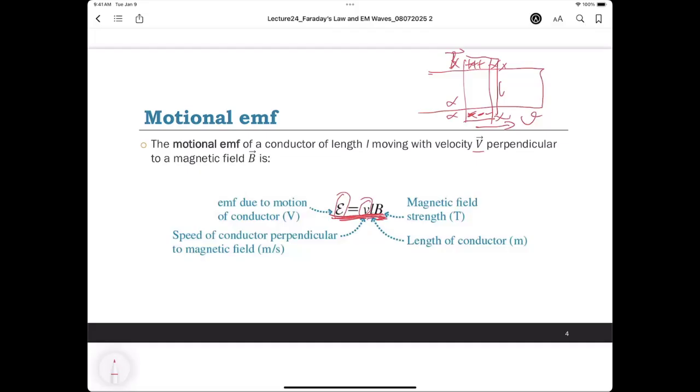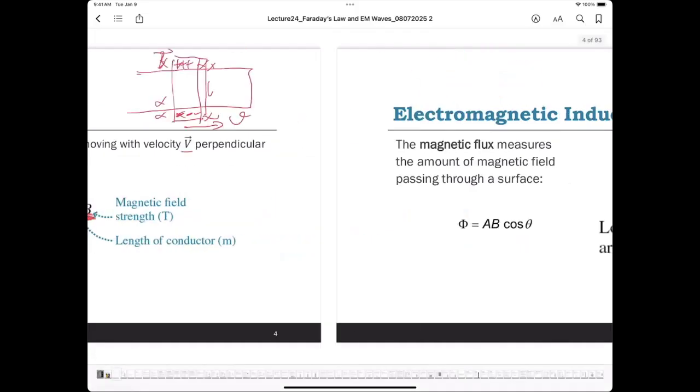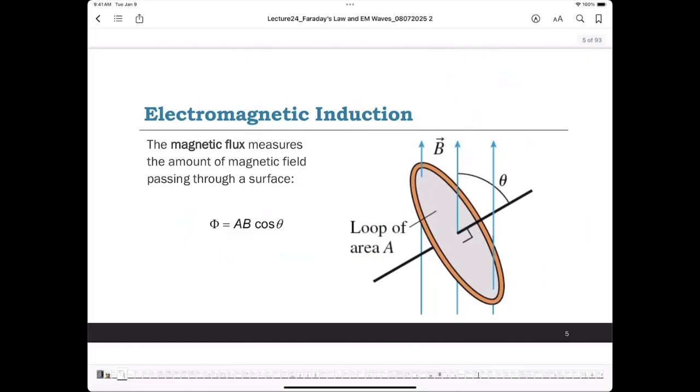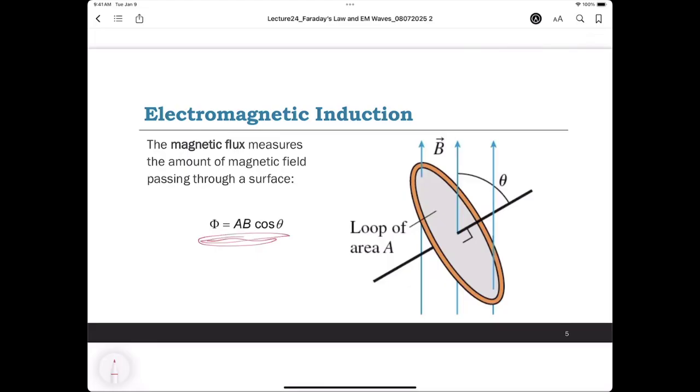Call back what we talked about in last class. Then we talked about something about electromagnetic induction, like why the induced current comes out. It happens because the magnetic flux changes. The magnetic flux measures the amount of magnetic field passing through a surface. So this is the equation for the magnetic flux.